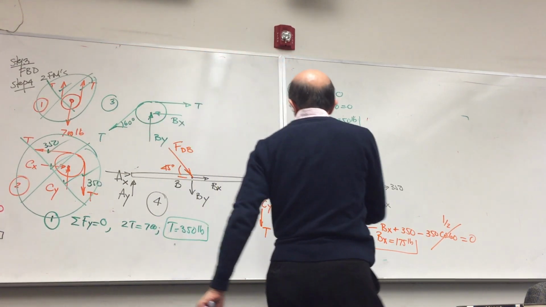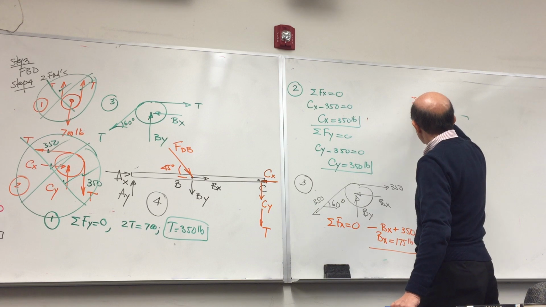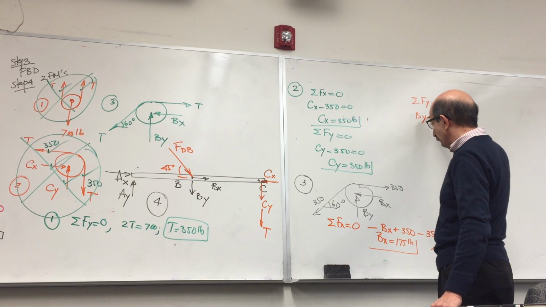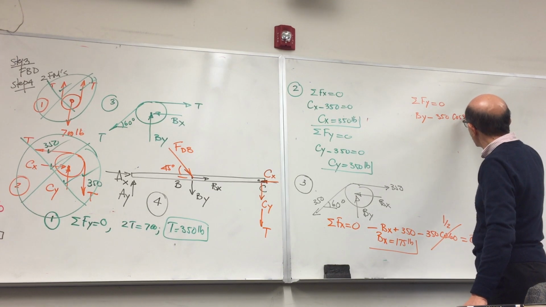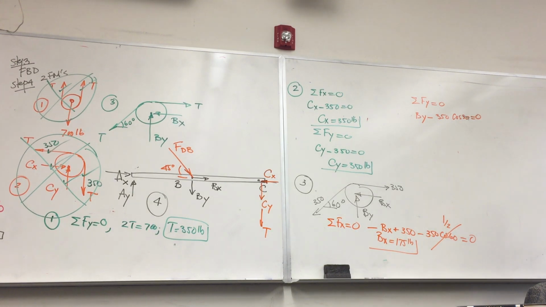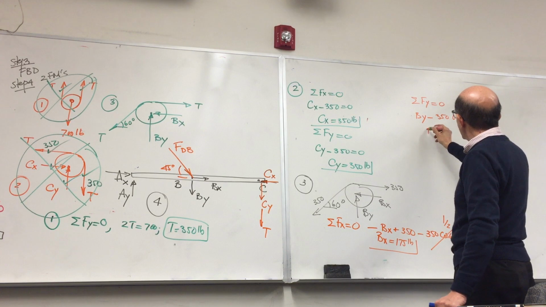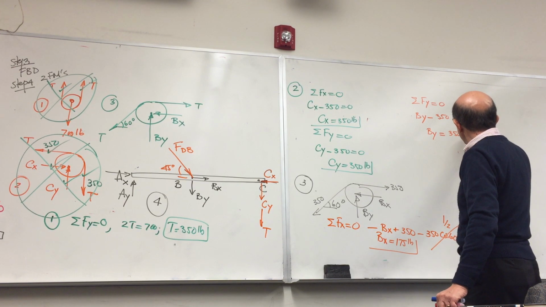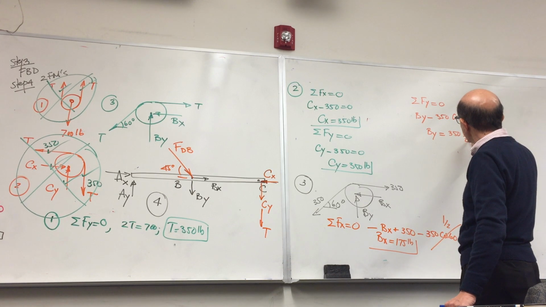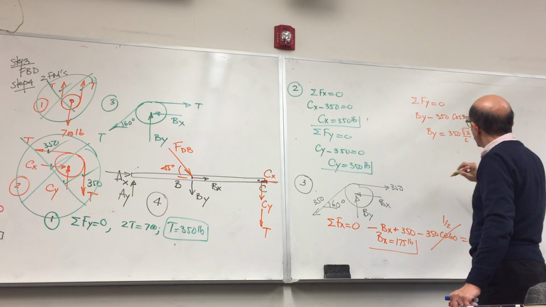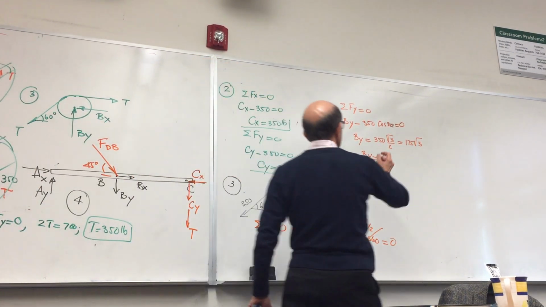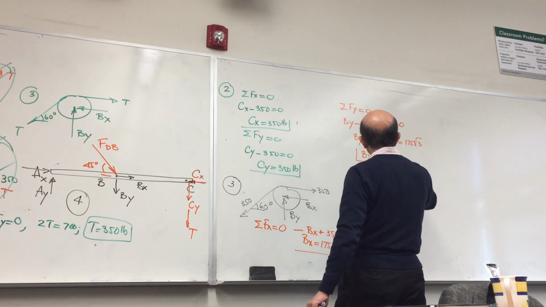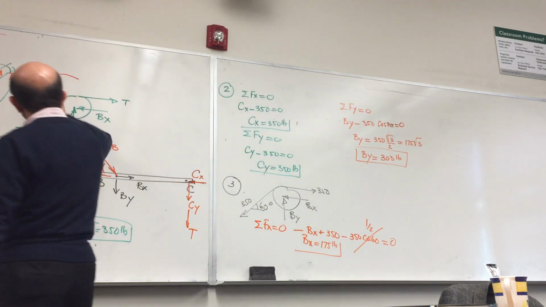And then you have summation of forces along y is equal to 0. So you have By minus 350 cosine of 30 is equal to 0. So By would be 350 square root 3 over 2, which is 175 square root 3. Although I have that here, I've left it as the square root of 303. Oh, okay. So By is 303. Okay, so this free body diagram is gone.